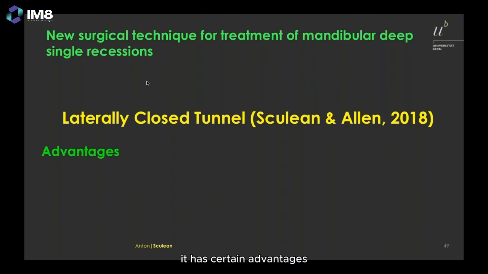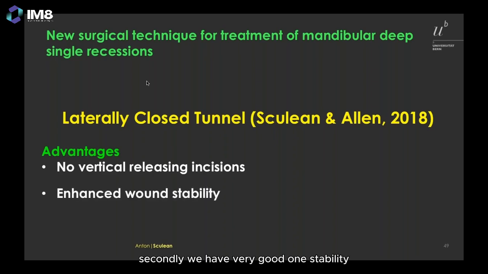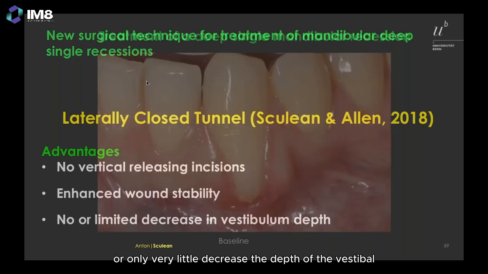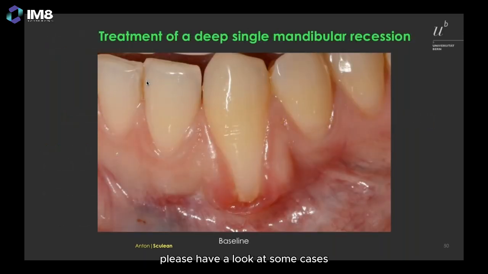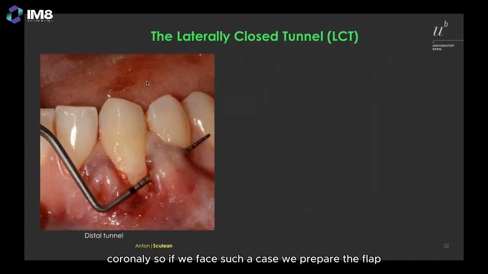It has certain advantages. First of all, we don't have vertical releasing incisions. Secondly, we have very good wound stability, and we do not decrease, or only very little decrease, the depth of the vestibulum. Please have a look at some cases. In this particular case, it would be very difficult to move the soft tissue coronally. So if we face such a case, we prepare the flap.